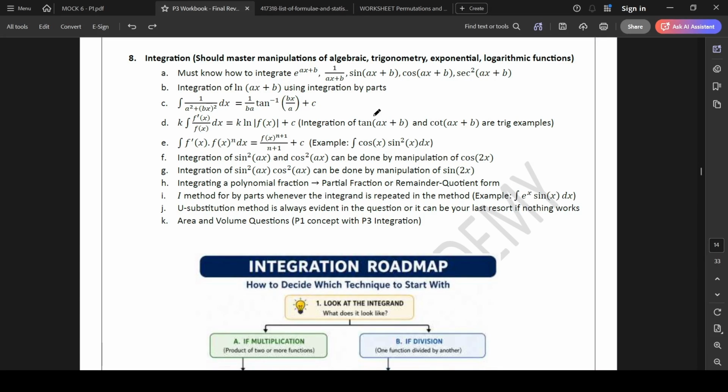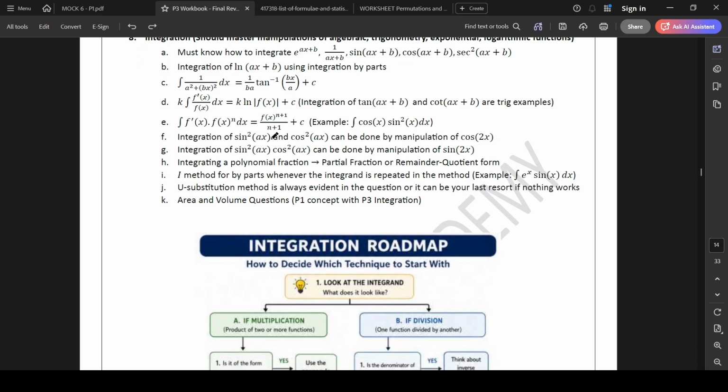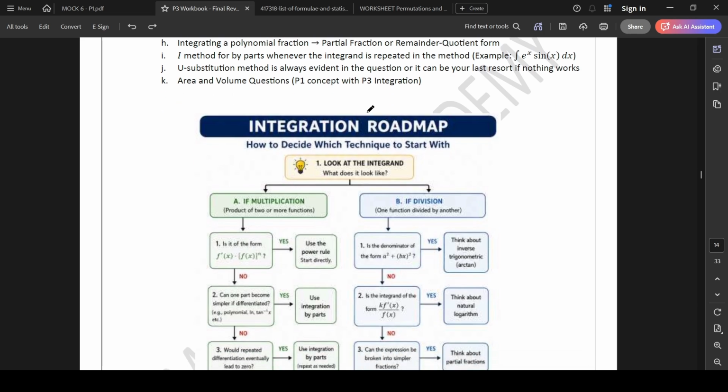Hi everyone. In this video, I'll cover all the key pointers that you must have on your fingertips in order to perform well in any P3 integration question. And then I'll also show you the integration roadmap that will help you decide which technique to start your question with whenever you are confused.